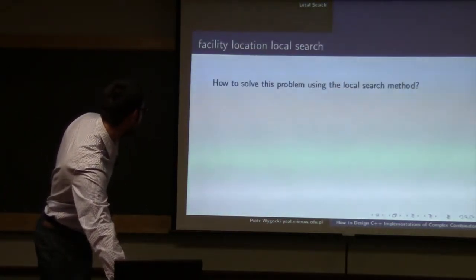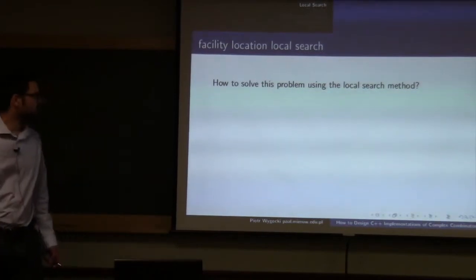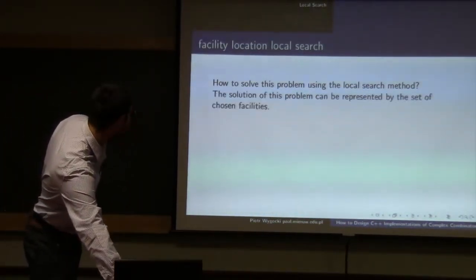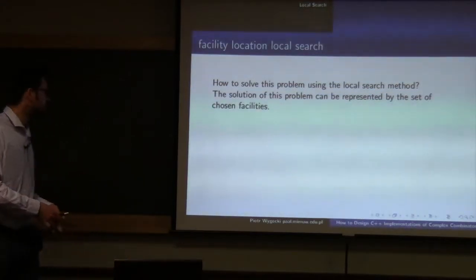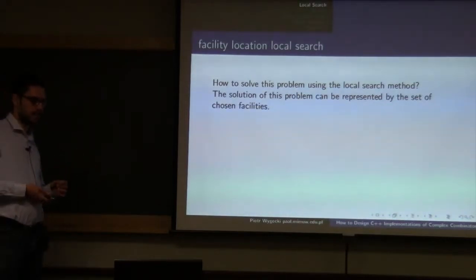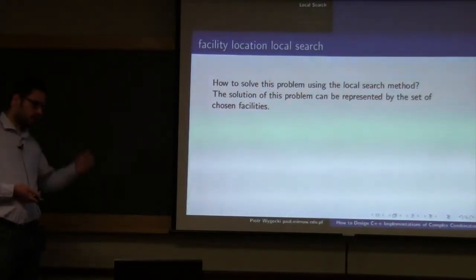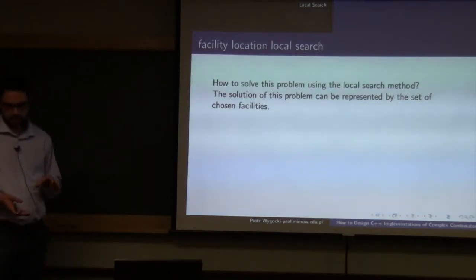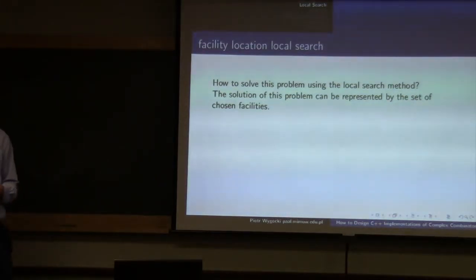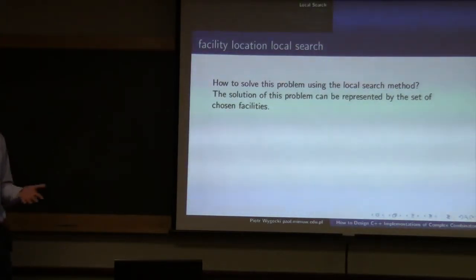So how to solve this problem using the local search method? This is the question. We can represent the solution of this problem by the set of chosen facilities, yes? And we would like to modify this set a little bit and check if this improves our solution. So any ideas? How can we modify this set? Add one, take one out.